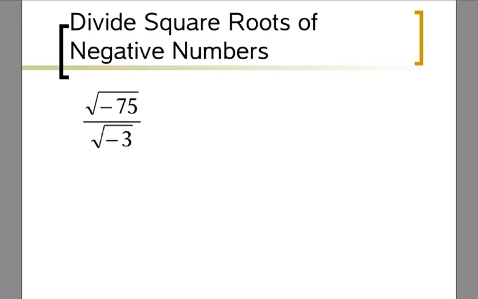Alright class, so now we're going to take a look at dividing square roots of negative numbers. And there are actually two ways to do it this time. Last time we had one way that was right and one way that was wrong, but this time we'll actually work out both ways. So let's look at the first way.